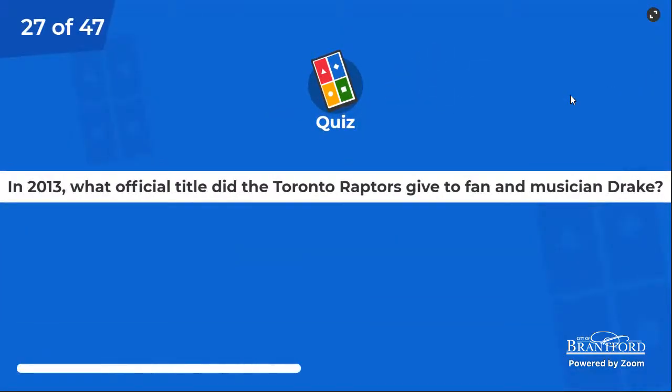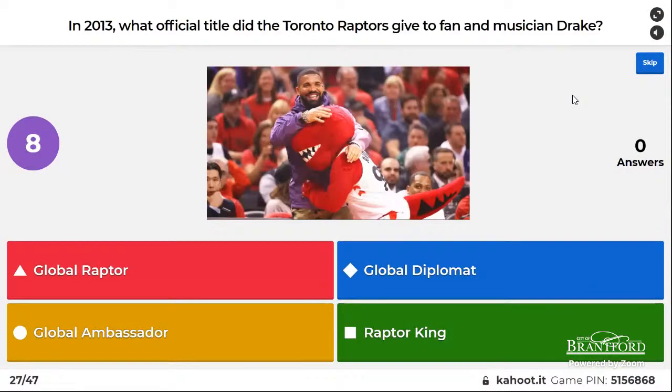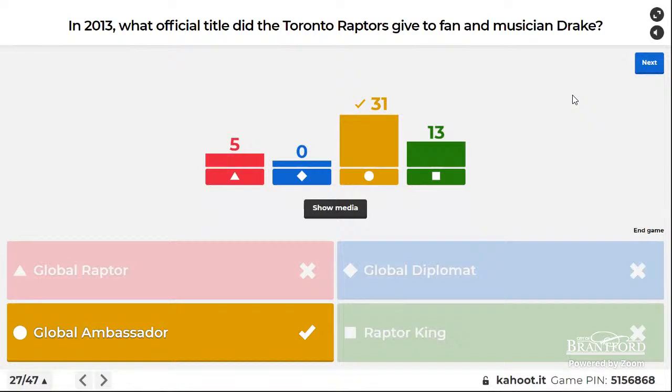In 2013, what official title did the Toronto Raptors give to fan and musician Drake? Was it Global Raptor, Global Diplomat, Global Ambassador, or Raptor King? Yes, most of you got that correct. So it looks like we got quite a few Raptors and Drake fans in the crowd tonight. Yeah, the answer is Global Ambassador.